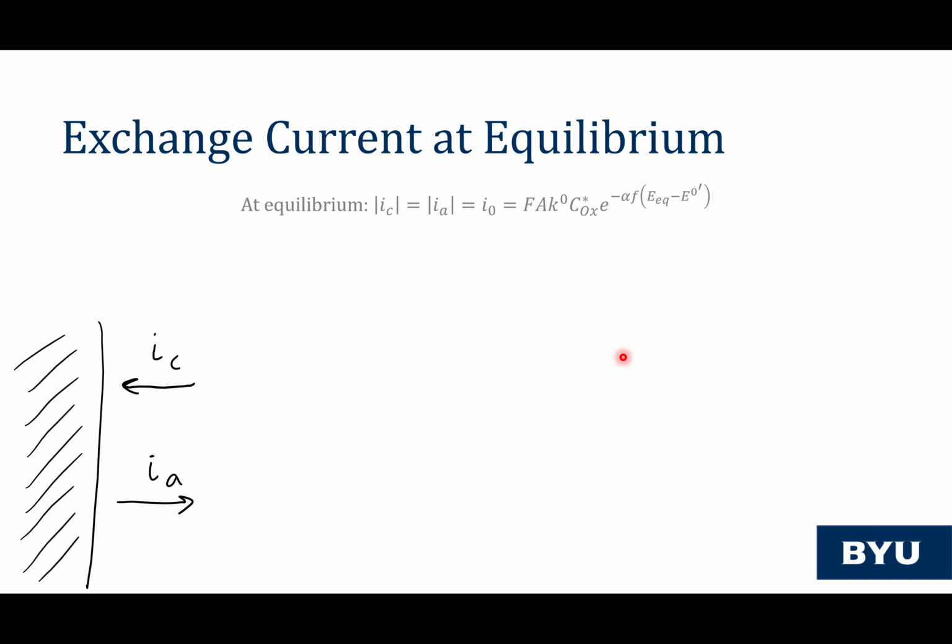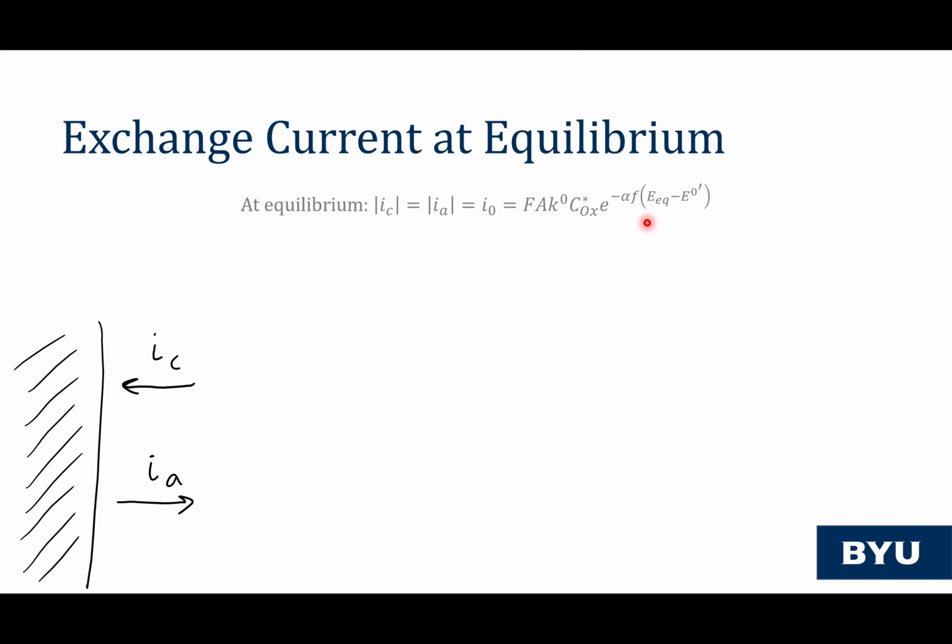Let's build out a few useful ideas like exchange current. So at equilibrium, it's not as if we're saying that there's no reaction happening. What we're saying is that the net reaction is in equilibrium. So the cathodic reaction and the anodic reaction, they're equal in magnitude. And what's this magnitude? We call it the exchange current. And to derive it, we just take half of our former expression.